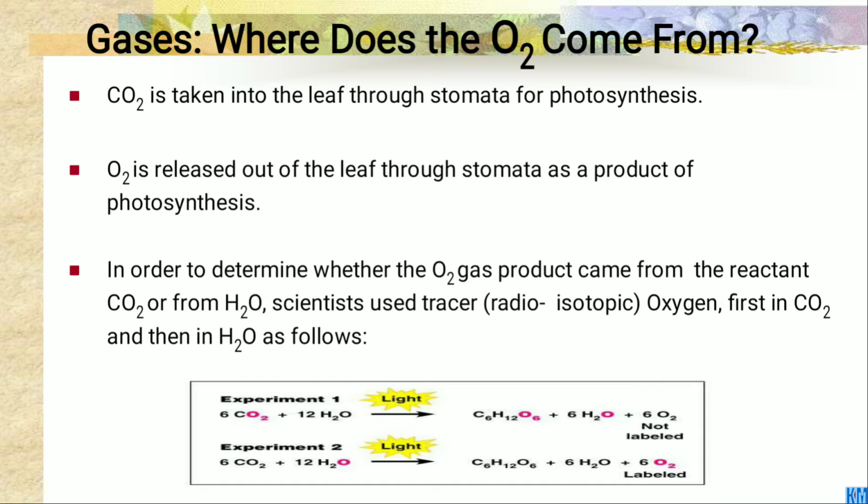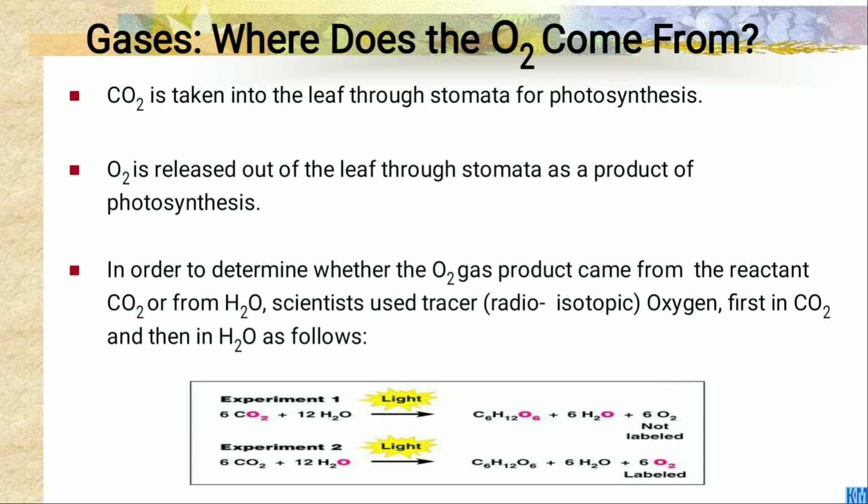In order to determine whether the O2 gas product comes from the reactant CO2 or from the H2O, the water, scientists use radioisotope tracing of oxygen, first in the CO2 and then in the water, as follows. First experiment: 6 CO2 plus 12 H2O gives C6H12O6 plus 6 H2O plus 6 O2, where the O2 is not labeled.